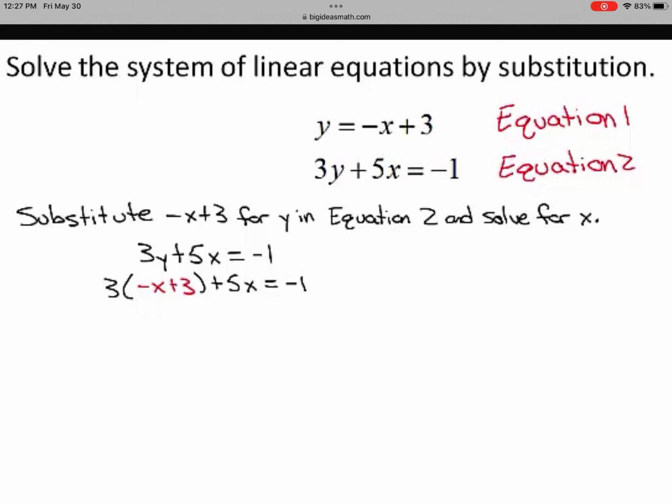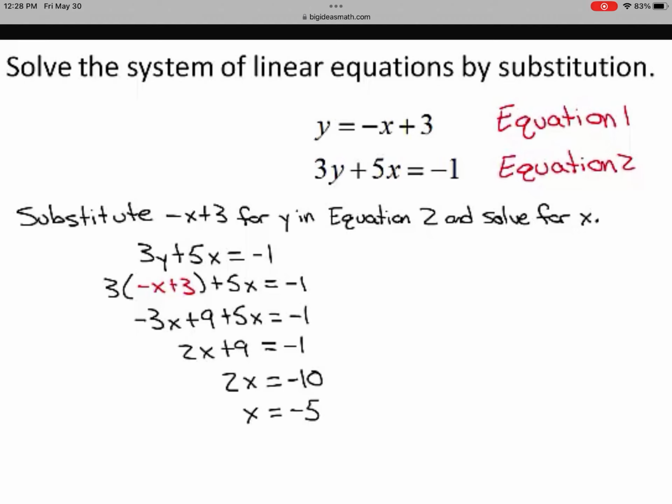1. Next, use the distributive property to get negative 3x plus 9 plus 5x equals negative 1. Then combine like terms to get 2x plus 9 equals negative 1. Next, subtract 9 from each side of the equation to get 2x equals negative 10. Then divide each side of the equation by 2 to get x equals negative 5.